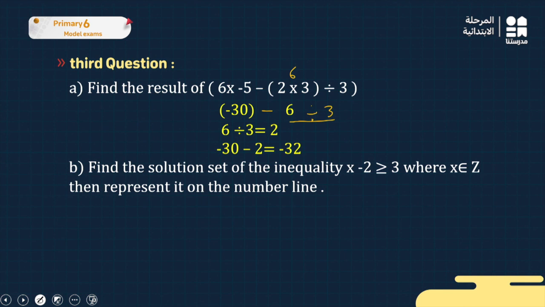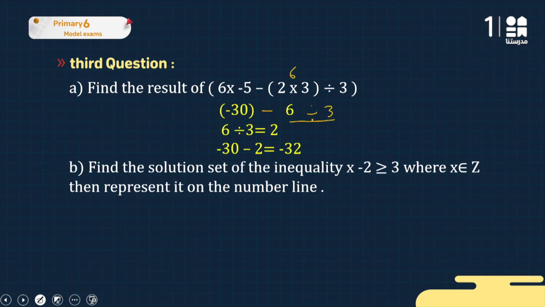I have here: find the solution set of the inequality x minus 2 greater than or equal to 3, where x belongs to Z, then represent it on the number line. To represent any set or any numbers on the number line is very easy. Let's first see how we will answer the inequality x minus 2 greater than or equal to 3.